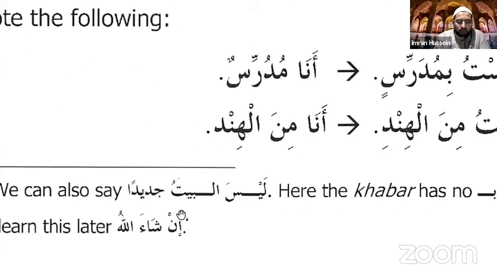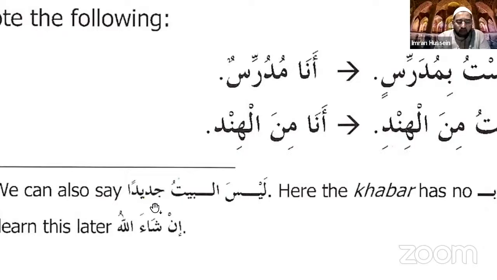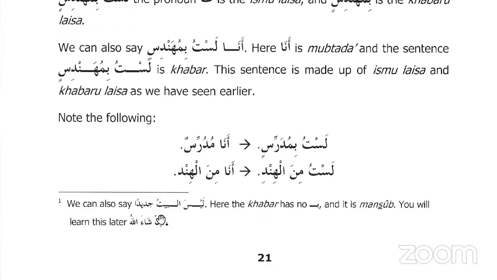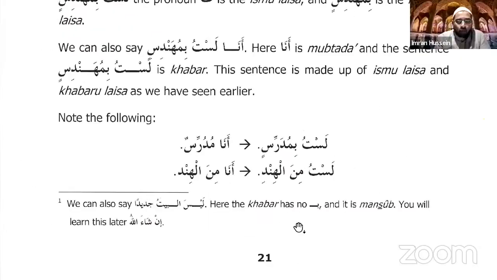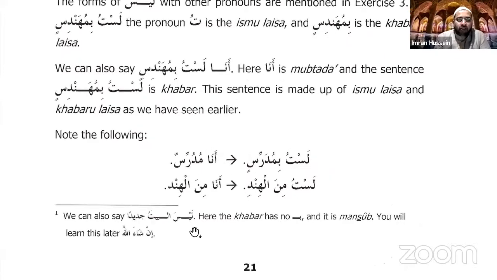Al-baytu jadidan. Yeah, laysa al-baytu jadidan here. This is the original harakat of laysa. So the ism of laysa is marfu, and the khabar should be mansub. Same for kana, right? Yes, same with kana as well. Very good. But it's the opposite of inna.